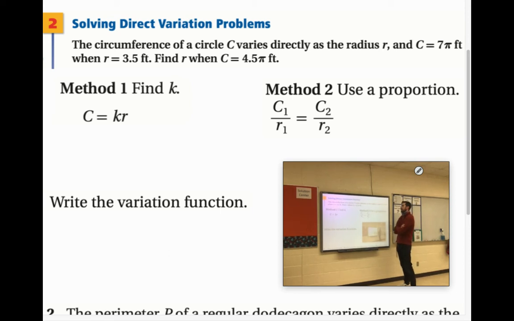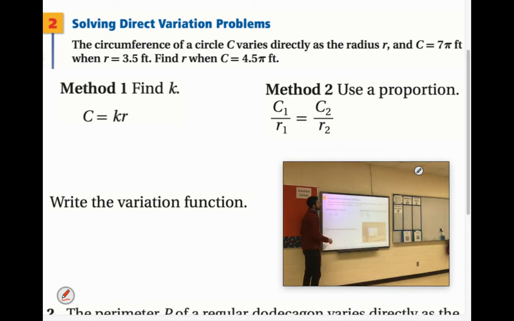The circumference of a circle C varies directly as the radius R, and C equals 7 pi feet when R equals 3.5 feet. Find R when C equals 4.5 pi feet. So first we're going to have to figure out K, the constant of variation here.